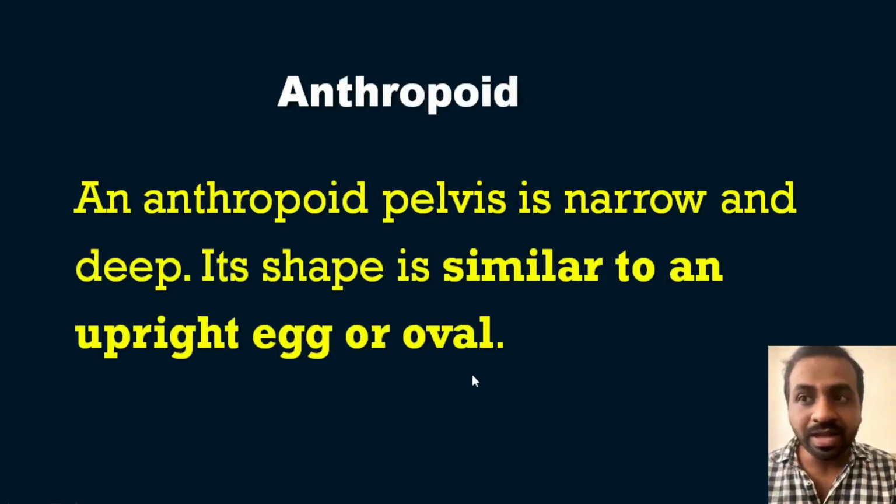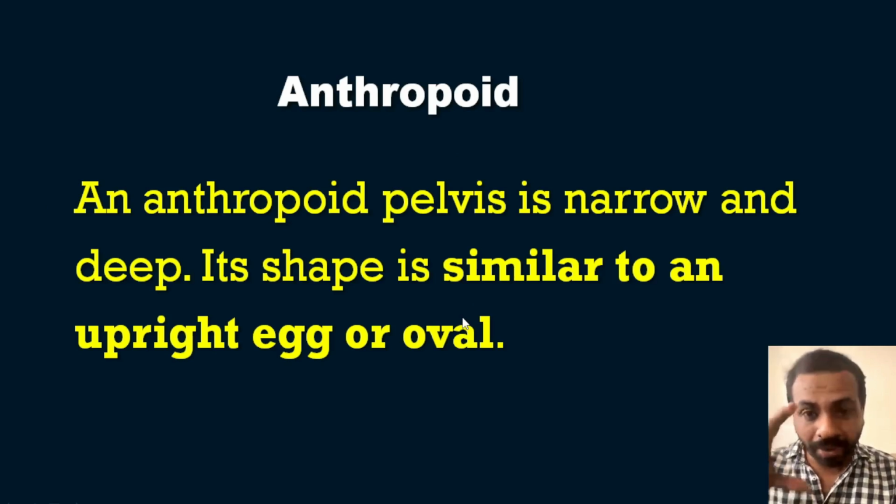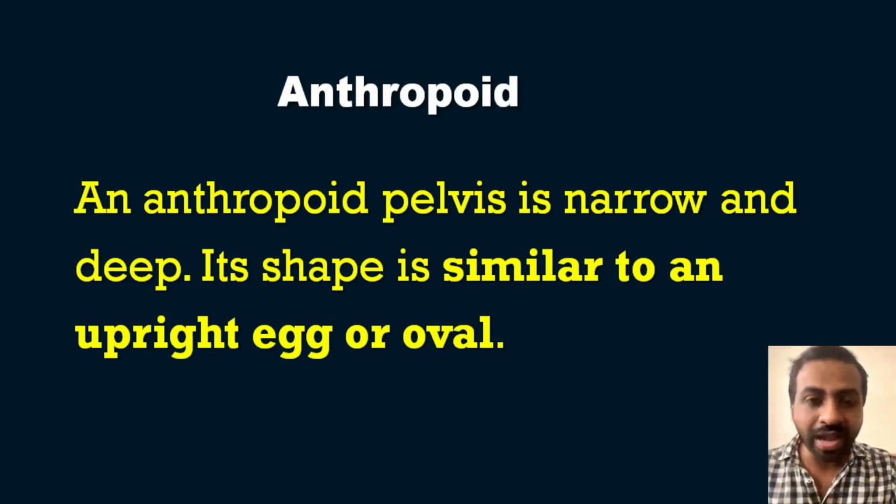And the last one is the anthropoid pelvis. So what is an anthropoid pelvis? An anthropoid pelvis is a narrow and deep pelvis, and its shape is similar to an upright egg or oval. Okay, upright egg, oval in shape. So that is the anthropoid pelvis. I think with this question you are getting information about the 4 types of pelvis, and our question and answer is already explained.